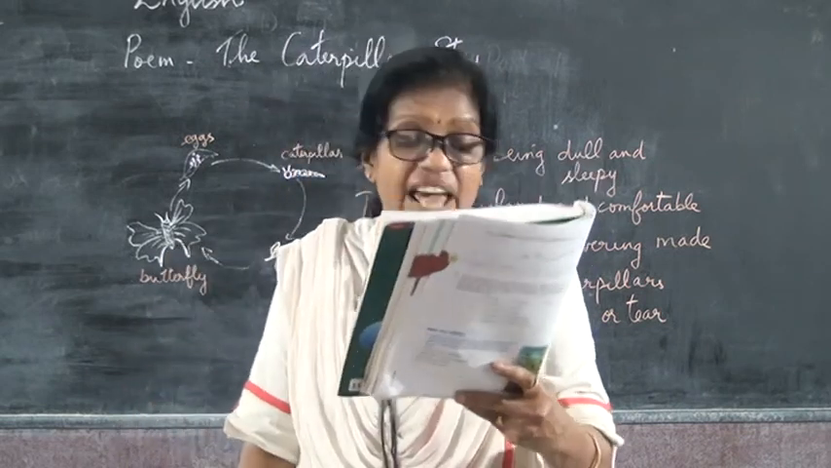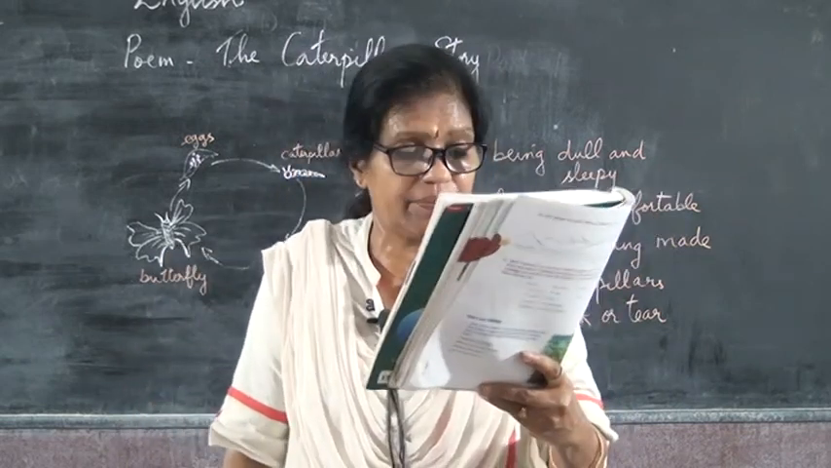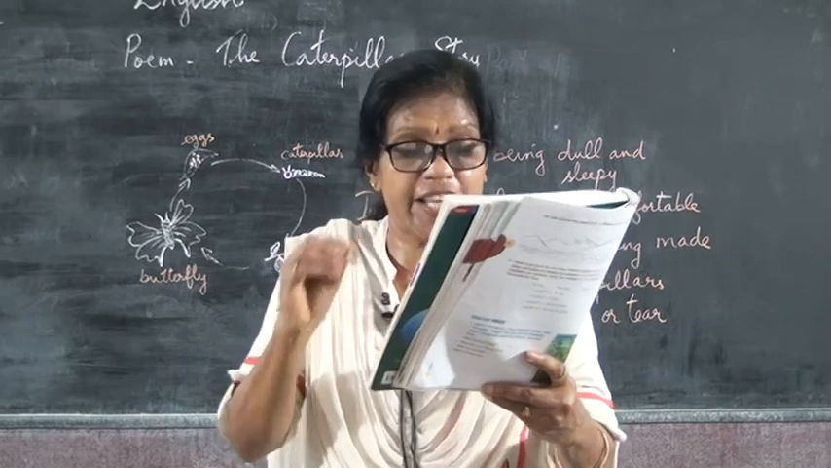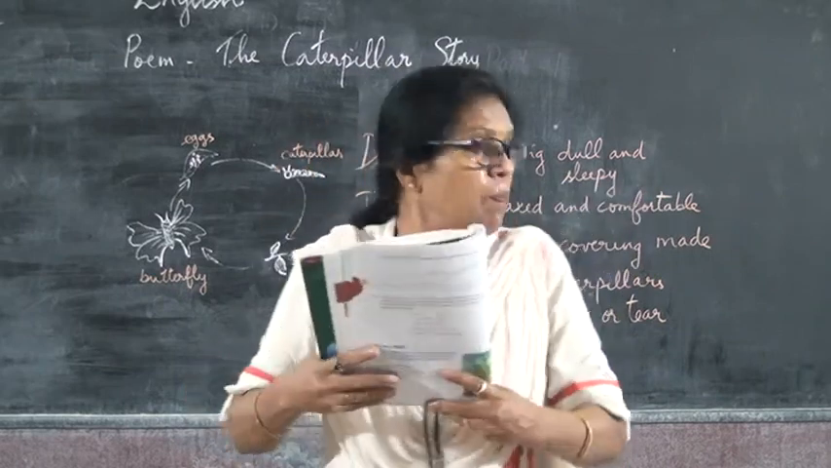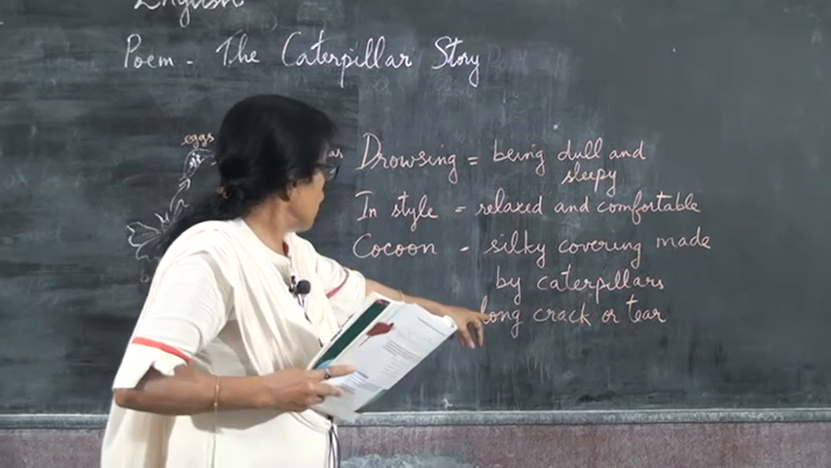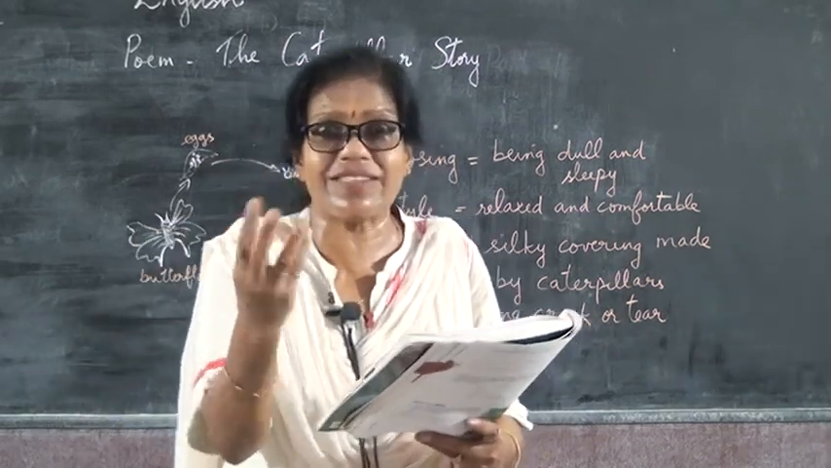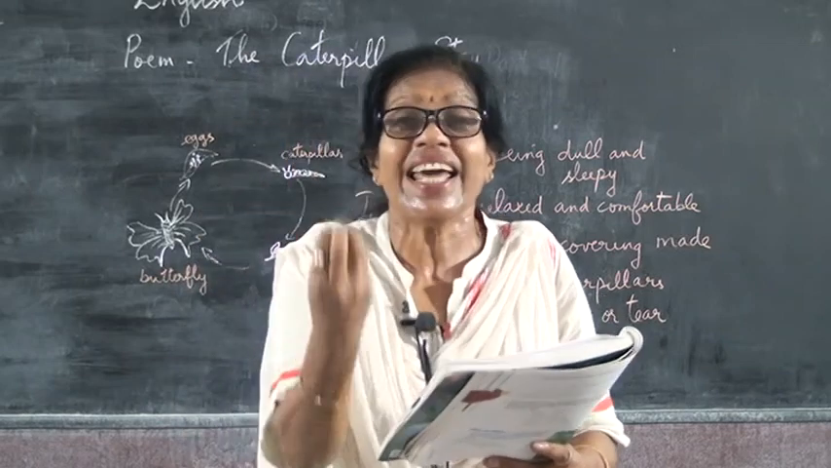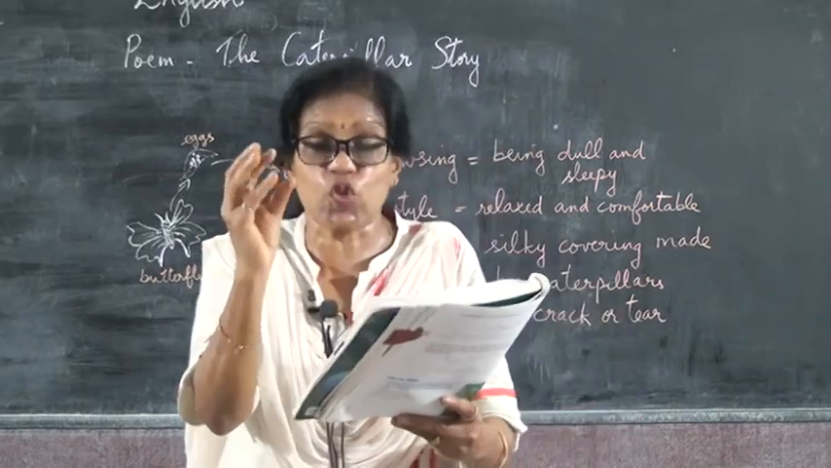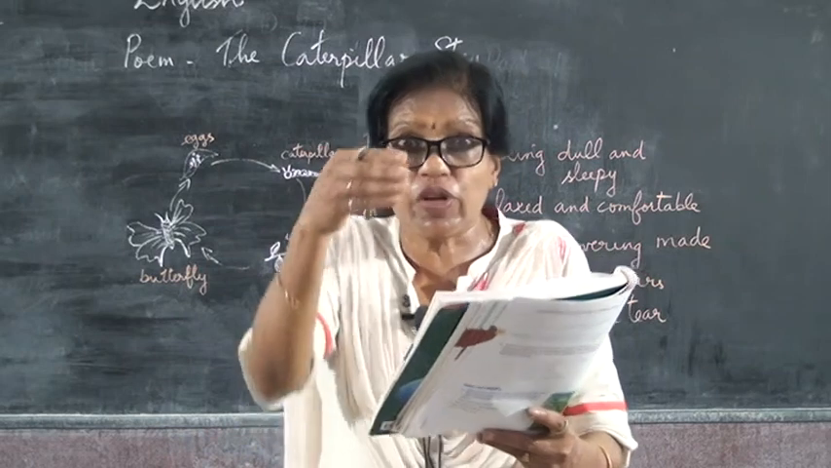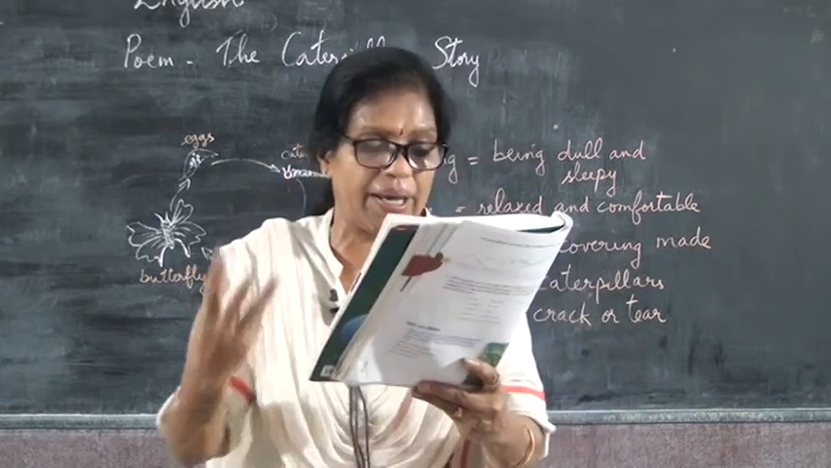As days and nights went by, then suddenly a split appeared. Split means what here? A long crack or tear. Like how the eggs hatch, a crack comes and the chicken comes out. Same way this cocoon, a split, a crack, it appeared.